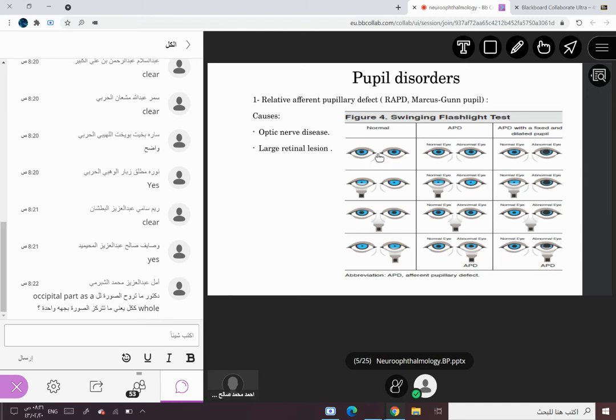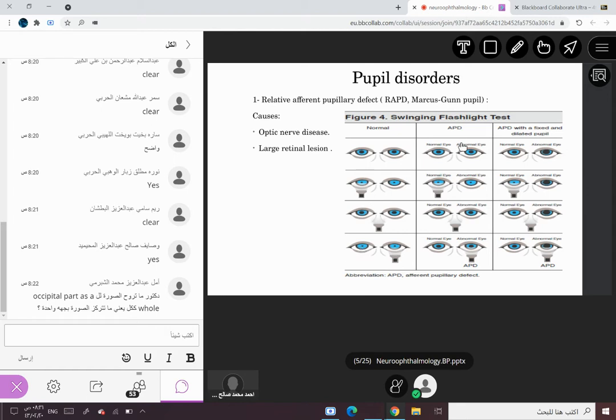You see the pupil here, right, left. Then at this level, we shine a light on the right eye. We check the same eye, it is constricted, and the other eye is constricted also. So we put the light on the middle, rest, and both go back to almost normal. Then we shine a light on the left eye. We check the same eye, it is constricted, and the other eye is constricted, so this is normal.